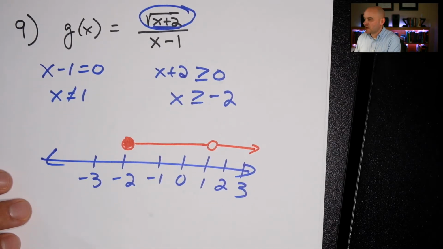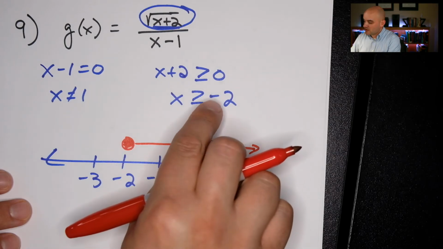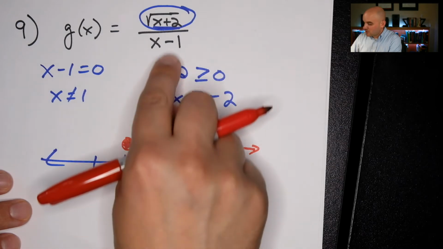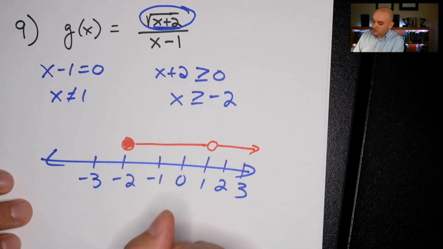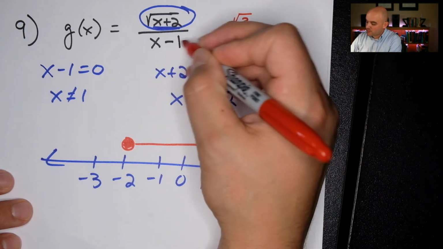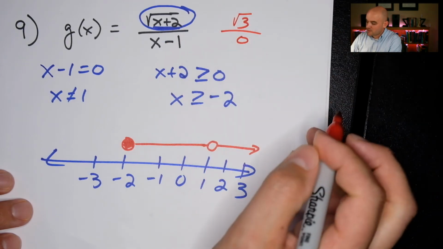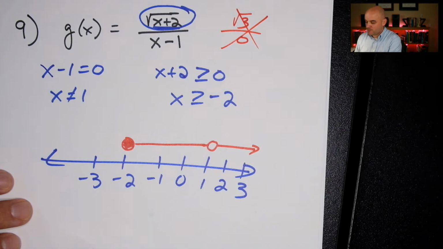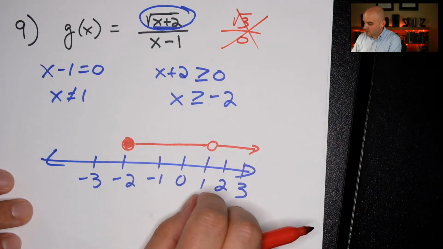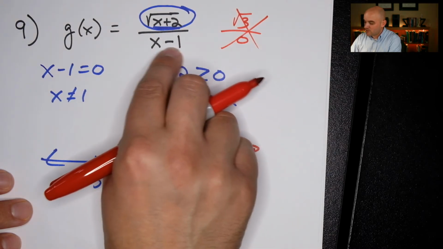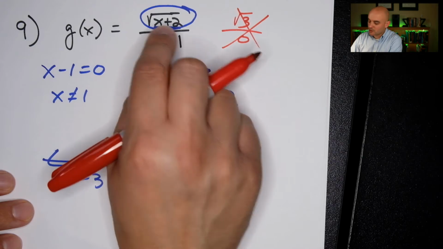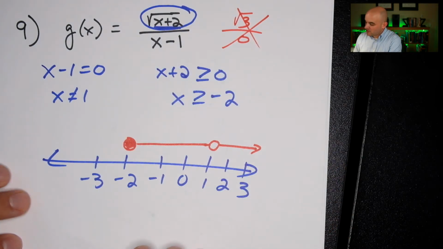And now I got to put that in interval notation. So I have to include both restrictions here. Because if I didn't, if I said top says it's got to be bigger than negative 2, well, if I put 1 in the top, that's okay, I get root 3. But if I put 1 in the bottom, I get 0. And then that gives me an issue. Likewise, I can't just say everything but 1, because negative 3 wouldn't make the bottom 0, but it would make the top have the root of a negative number.